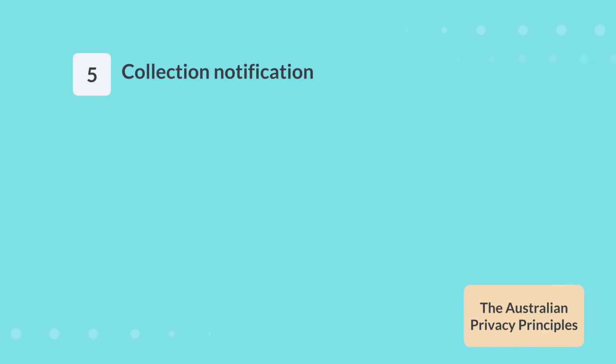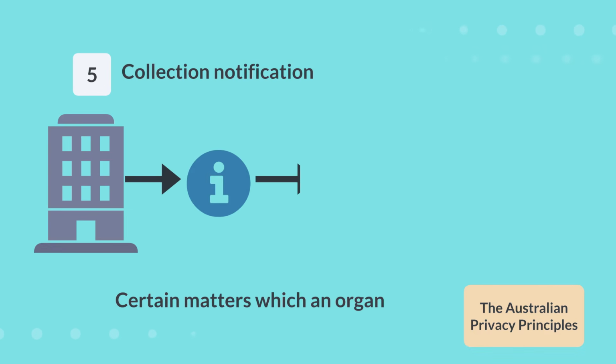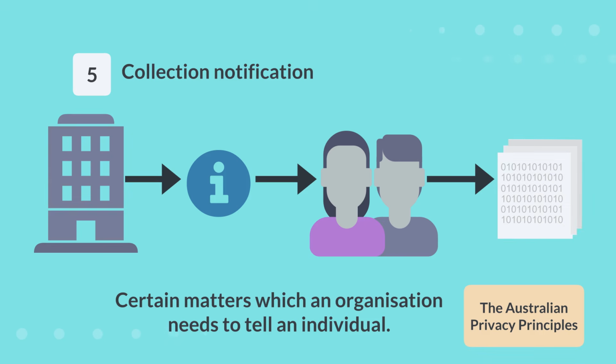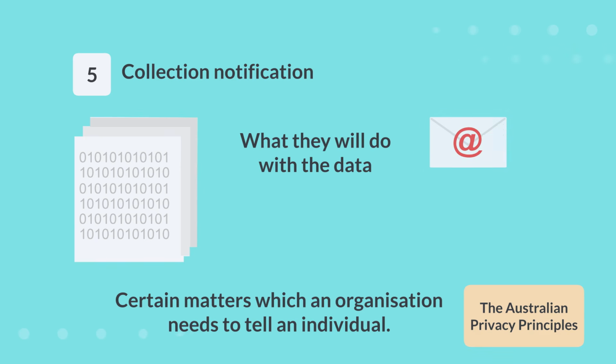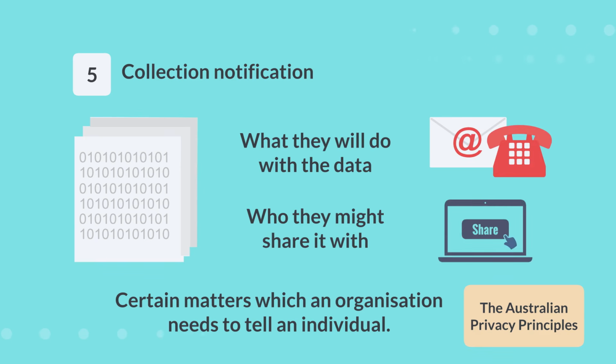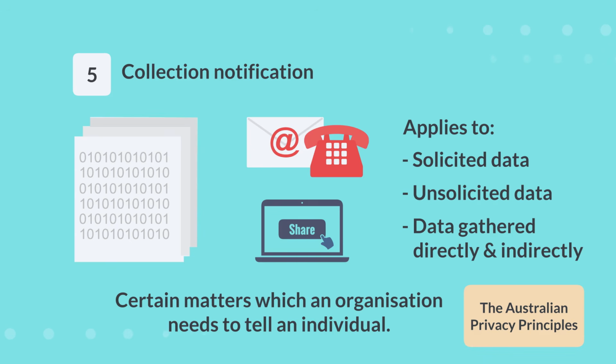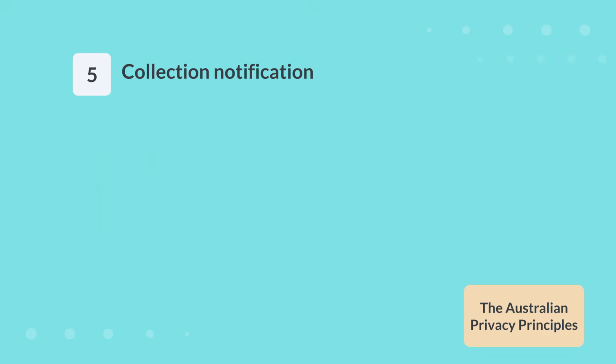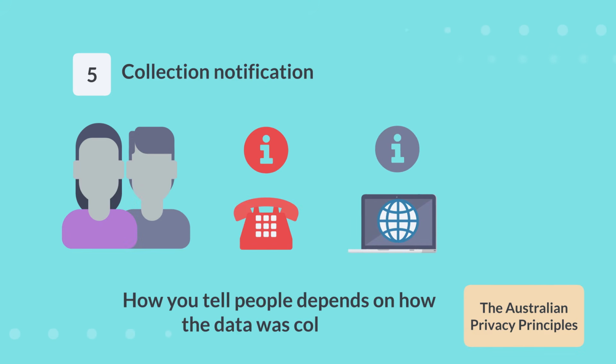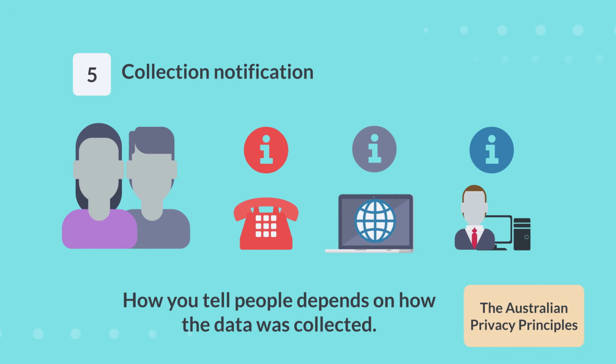Principle 5, Collection Notification, states that there are certain matters that an organization needs to tell an individual when they gather their data, such as what they intend to do with the data and who they might share it with. This applies to both solicited and unsolicited data, and data gathered directly and indirectly. So clearly you need to notify people in different ways depending on how the data was gathered.